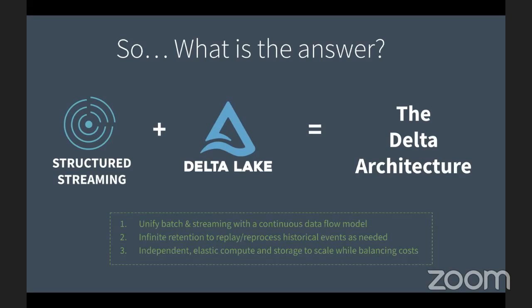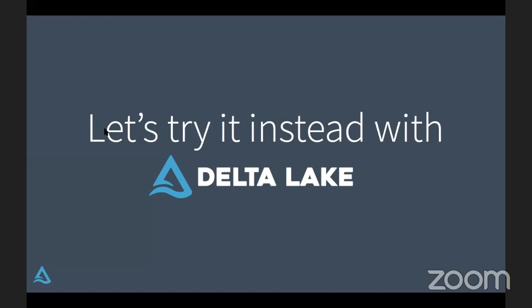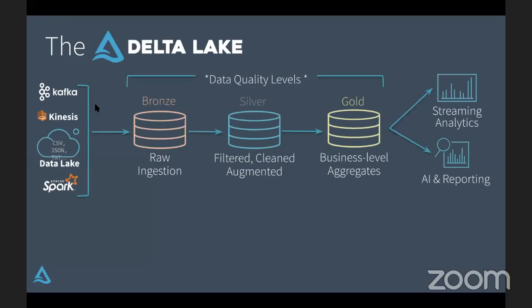And you can actually have independent elastic compute and storage. They can scale independently from each other. So that way you can balance costs, right? That's actually how we want to do this. So let's try this concept all with Delta Lake instead, right?